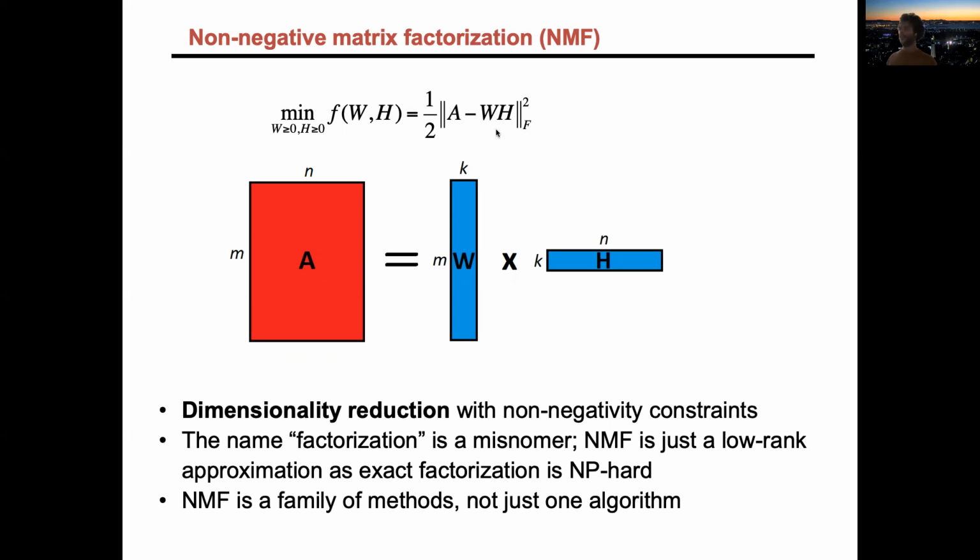And this might change depending on what your application needs. And all the entries of W and H need to be non-negative. So that's all there is. The name matrix factorization, you can argue that it's a misnomer because this is an approximation only. A is not equal to WH, but that's something we accepted.